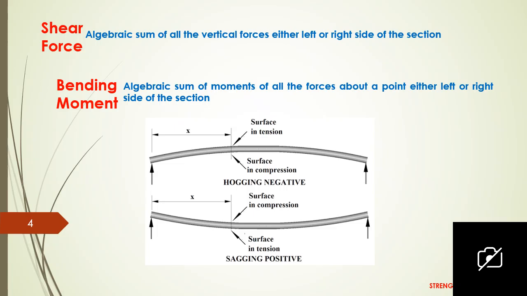So if you want to find the shear force in the beam at any point, say 2 meter from left support or 5 meter from right support, wherever, you can consider either the left side of the point or the right side of the point. If you consider the left side, the shear force at the particular point is the algebraic sum of all the vertical forces on the left side of the section.